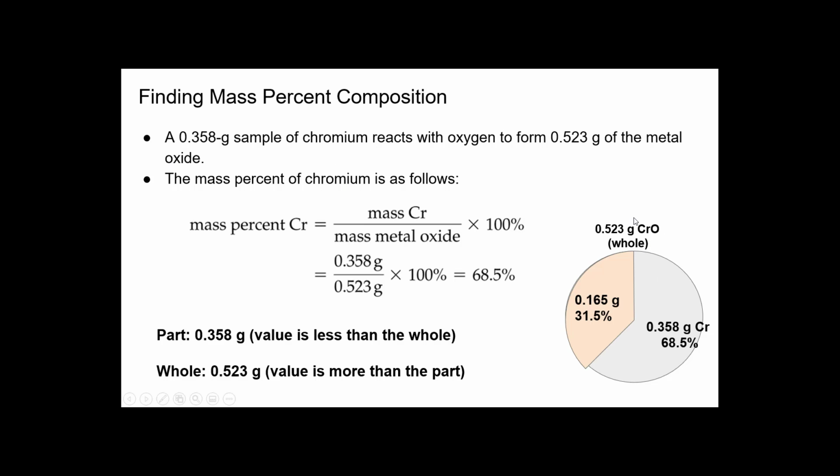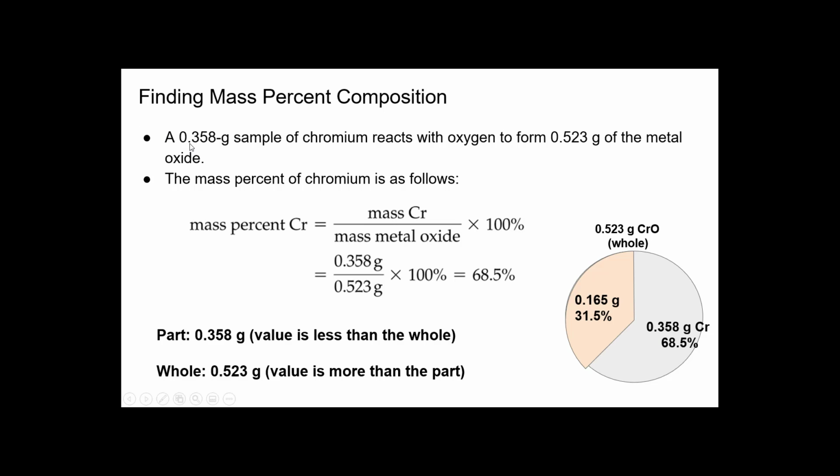So what we have is this whole and this part in blue. We don't know what this other section is. We just don't know what the percents are. So in this case, we set up the mass of chromium, which is 0.58 grams, which we have here. And we set up the sample itself, which is 0.523 grams, times 100. And chromium makes up 68.5% of this compound.